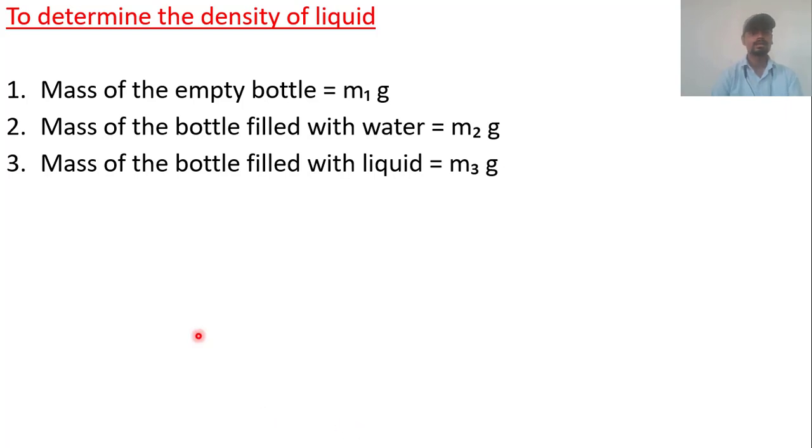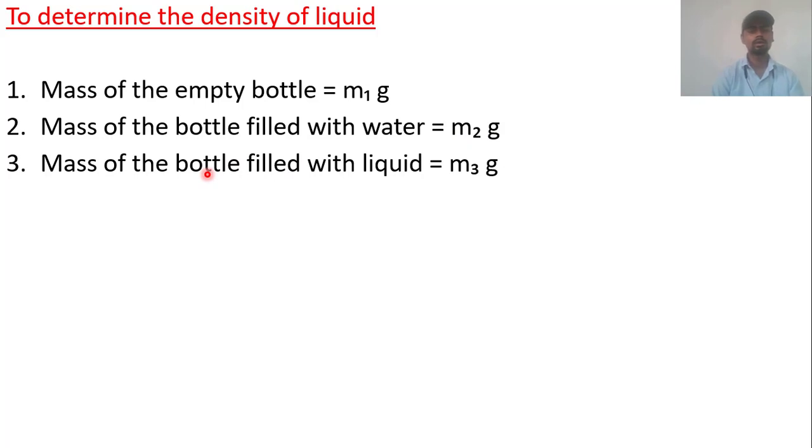After measuring the mass of the empty bottle, we call it M1. What is the mass of the empty bottle? M1 grams. Now you need to fill the density bottle with water and again measure the mass. Now you have the second quantity, the mass of the bottle filled with water, M2 grams.